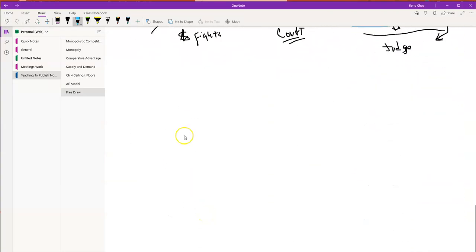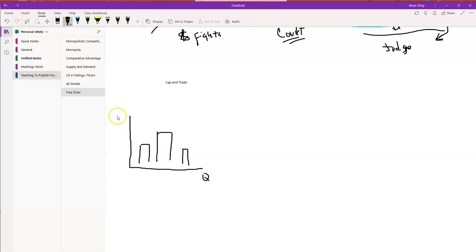The first solution is what we call a cap and trade system. In a cap and trade system, the government will come in and they will create a cap on the amount of pollution. So an example of this is, imagine that these are three different companies. So these are the companies in the system. So company 1, company 2, and company 3. And the height of this bar is the amount of pollution that that company is producing.